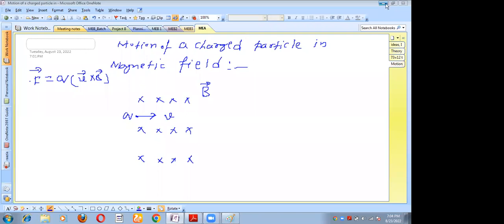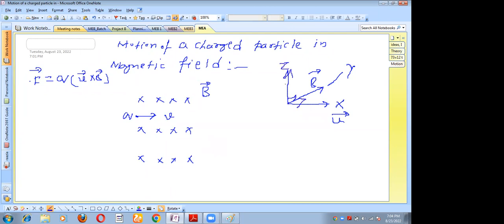How will you calculate the direction of force? You will apply V cross B, right? So if you see here, suppose V is along X direction and the magnetic field is given inward, so the magnetic field is supposed along Y direction. So we have to find the direction of V cross B. What will be the direction of V cross B? It should be along Z direction. This is the direction of V cross B.